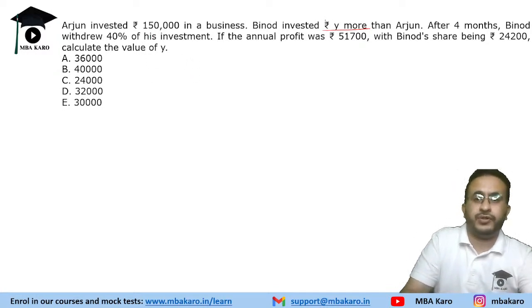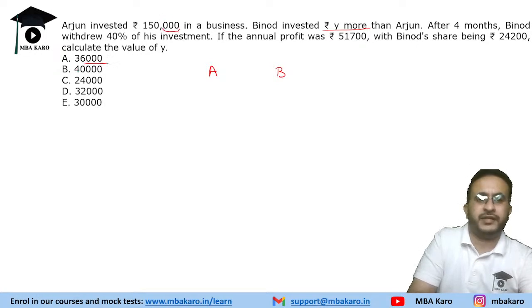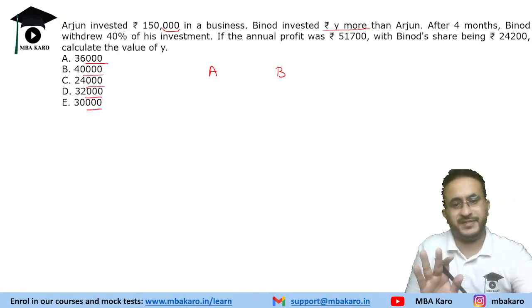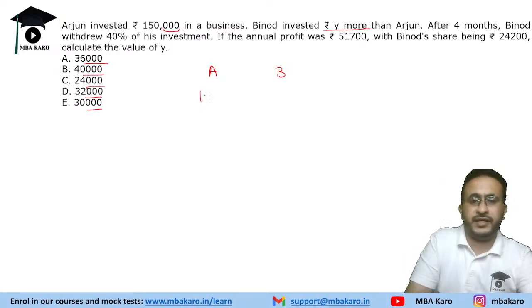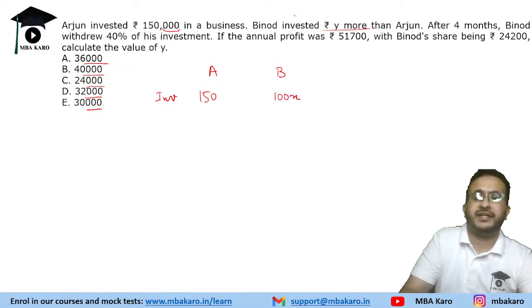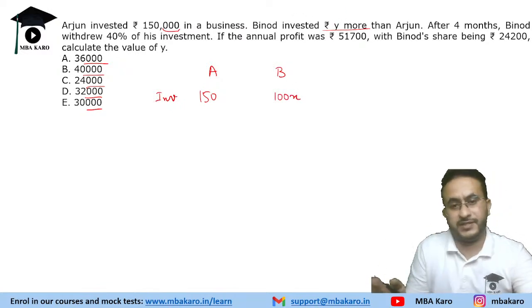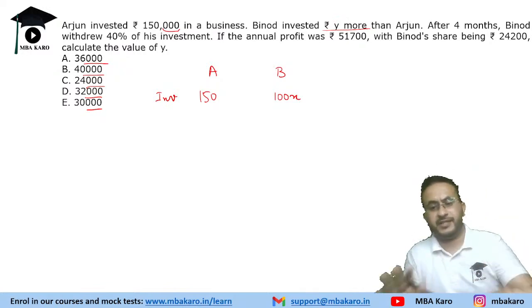So instead of saying y more, we have A and B, right? First of all, let us break it into thousands, like all values are in thousands. ठीक है, सारे thousands में values हैं, options भी सारे thousand में दिए हैं. So A का investment ले लेते हैं 150, और B का इन्वेस्टमेंट ले लेते हैं 100x. 100x is basically 1,50,000 plus y rupees. So simple, हम ले लेते हैं.